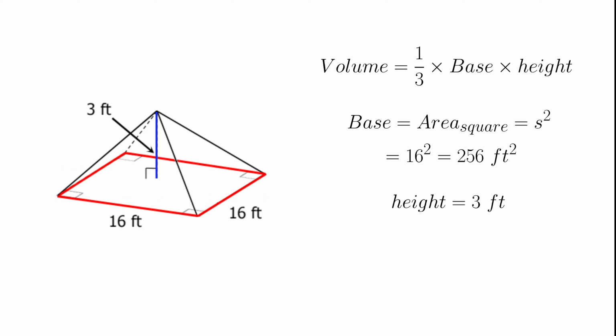Note that it is perpendicular to the base, just as the base of a triangle is perpendicular to its height as well. Finally, to find the volume, we multiply 1/3 times the base times the height to get our final answer of 256 feet cubed.